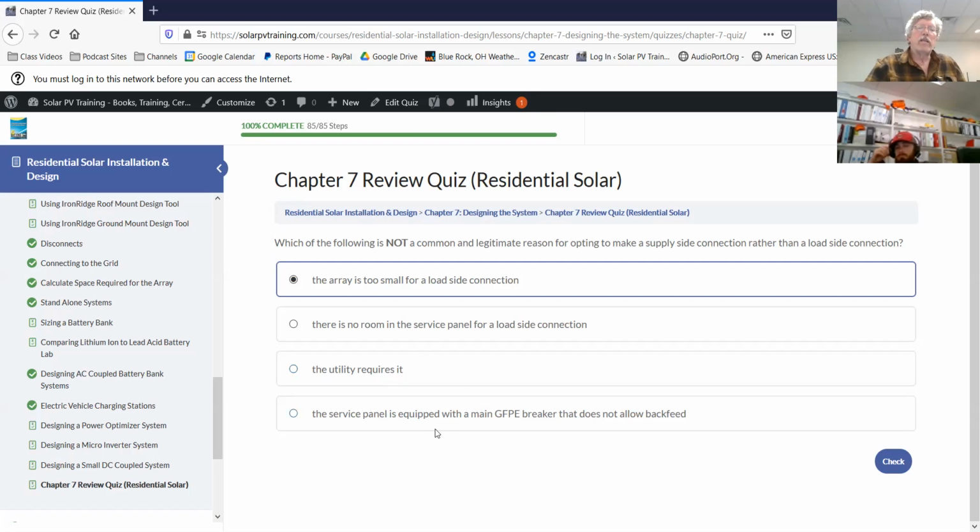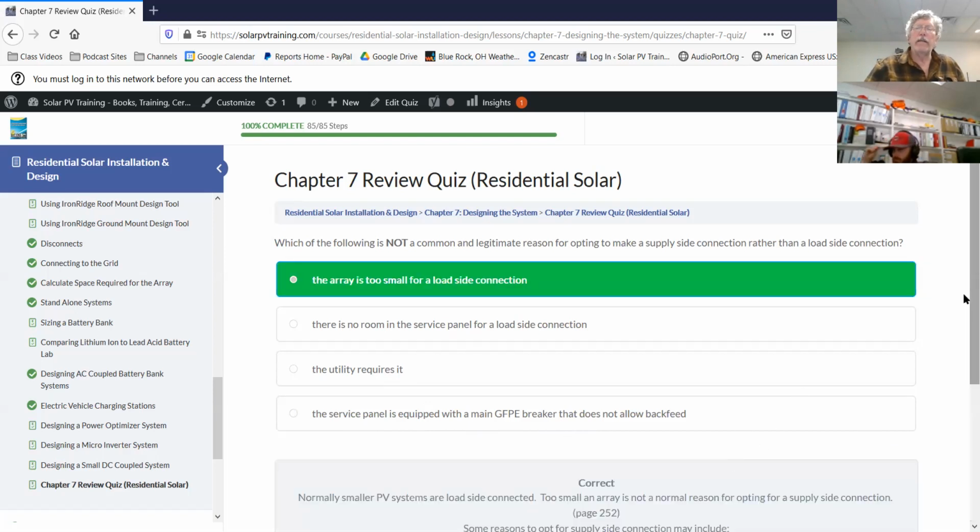And the service panel is equipped with a main ground fault protection breaker, a GFPE breaker, and it doesn't allow for backfeeding. Remember that our solar panels are backfeeding the circuits. It goes forward, it comes back. And if you've got a ground fault protection device on your main breaker, it just may not be compatible with putting in a system. So in this case, the answer is going to be the array is too small. That's not a legitimate issue.